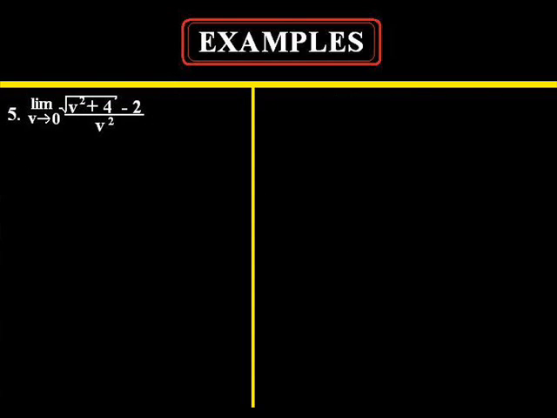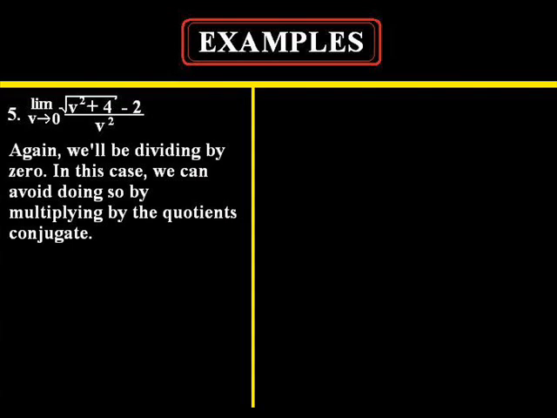Example number 5. The limit as v approaches 0 of the square root of v squared plus 4, minus 2, all divided by v squared. So again, here we can see that v goes to 0, so we'll be dividing by 0 again. And in order to avoid doing this, in equations set up like this, we can multiply by the quotient's conjugate in this case. It could be the denominator's conjugate, you just have to look for it.